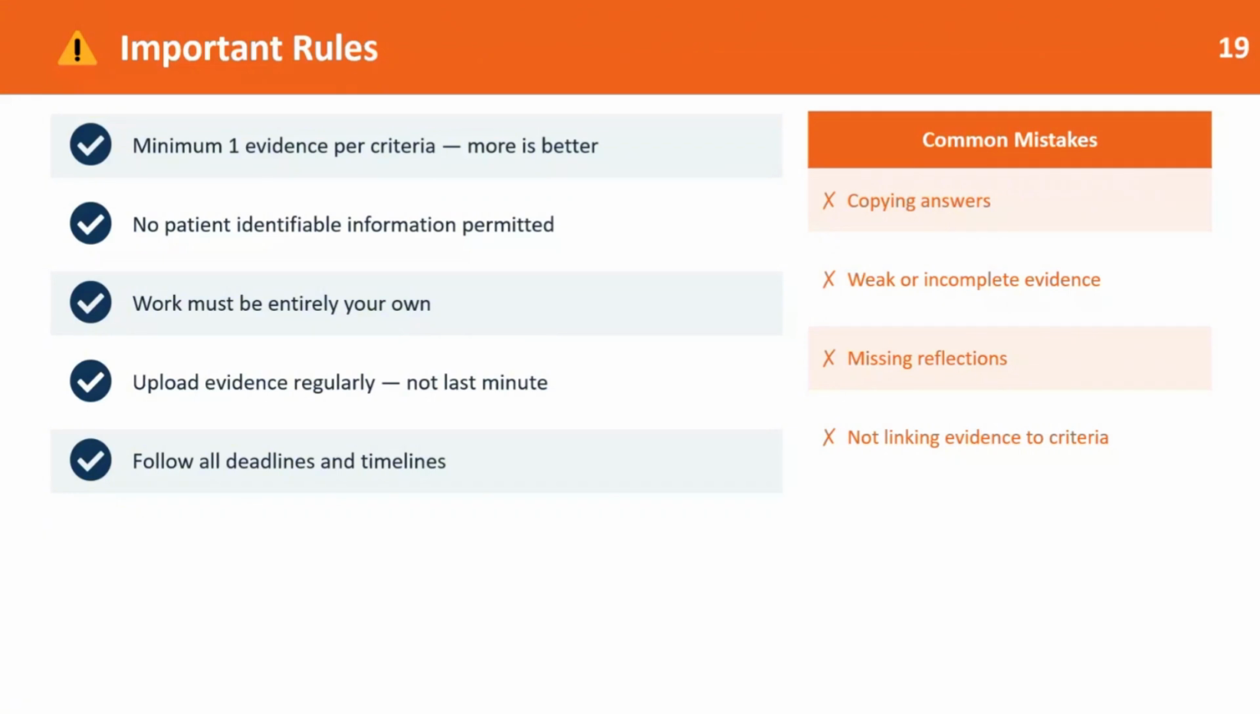There are some very important rules you must follow throughout your POE. You must provide at least one piece of evidence for each criteria. For each question in your performance evidence, you must have one evidence, but it's always better to have more than one. You must never include patient identifiable information, for example, their names or their personal details. All your work must be your own, no copying from friends or the internet.